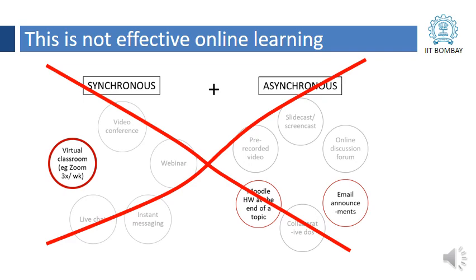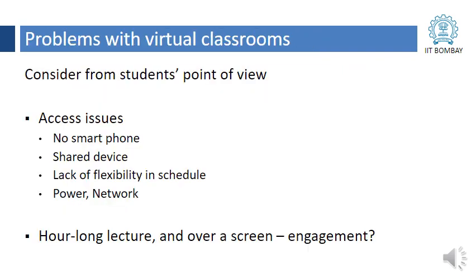It turns out that the model just described does not constitute effective online learning. To understand why, we need to consider the situation from our students' perspective. Students may be facing access issues. For example, some of them do not have a smartphone. And even if they do have a smartphone or a laptop, the device might be shared between various members of their family and may not be available during the hours of the live virtual classroom.